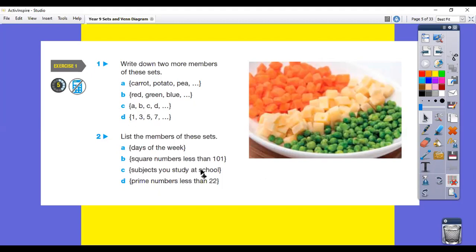Here, subjects you study at school. Again, you can write down the subjects you take at school, like English, maths, science, DT, ICT, Arabic studies, Spanish, geography, all those kinds of things. And then write down lists of prime numbers less than 22. Again, you might need to look it up on the internet or look at the back of a book where the solutions are to write the prime numbers less than 22.